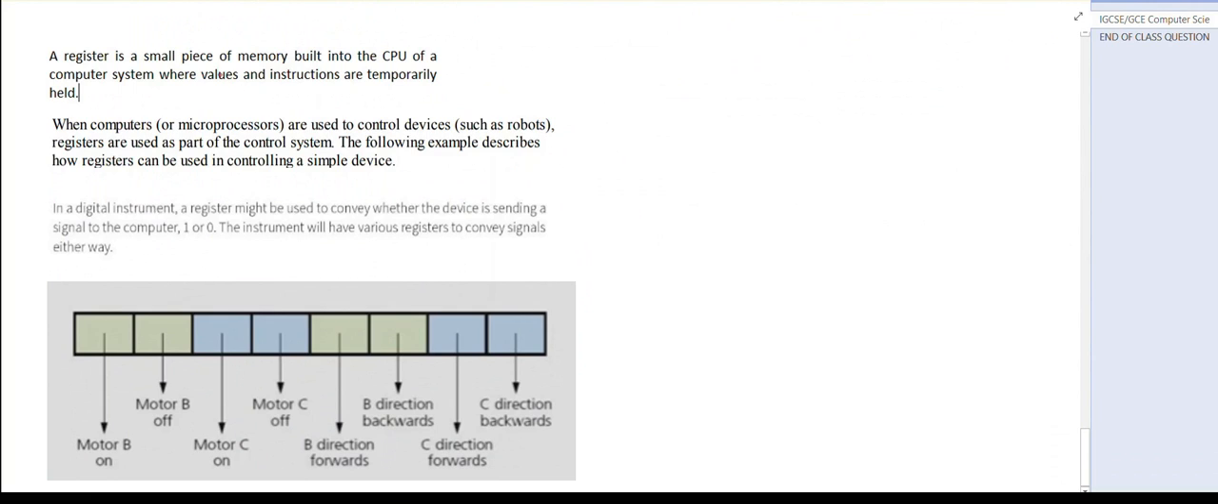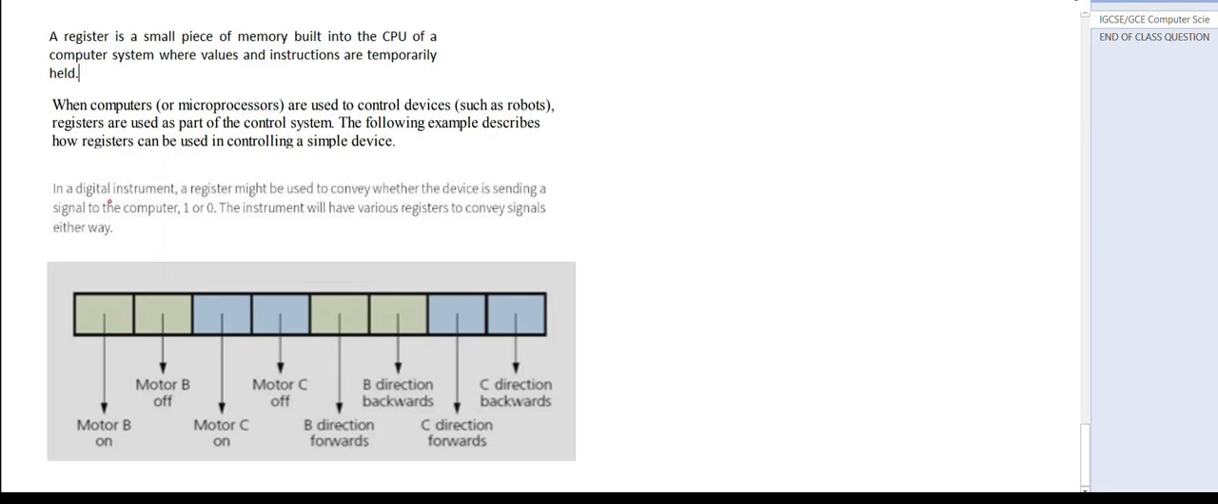A register is a small piece of memory built into the CPU of a computer system where values and instructions are temporarily held. Simply, a register is used to store bits, right? When computers or microprocessors are used to control devices, such as robots, registers are used as part of the control system, right? In a digital instrument, a register might be used to convey whether the device is sending a signal to the computer, 1 or 0. The instrument will have various registers to convey signals either way.